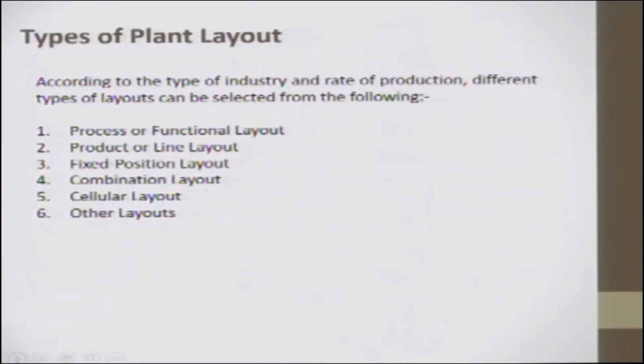Now, let us come to the types of plant layout. According to the type of industry and rate of production, different types of layouts can be selected from the following. Number 1 is process or functional layout. Number 2 is product or line layout. Number 3 is fixed position layout. Then we have a combination of these two, process and product, known as combination layout. Then we have cellular layout, that has also certain advantages, we will see here. Then some other kinds of miscellaneous layout we will see.